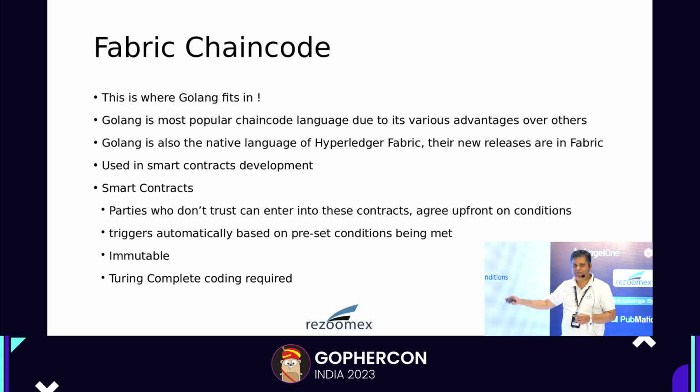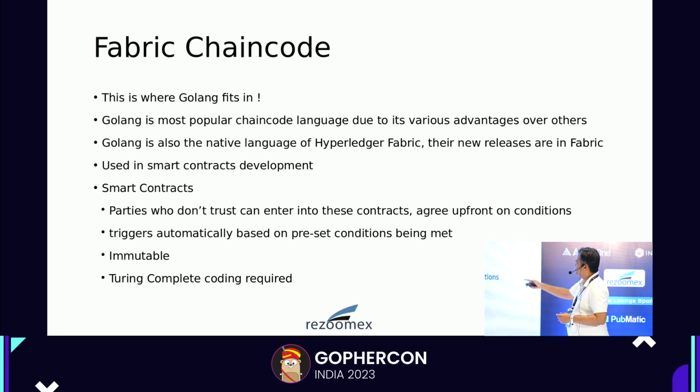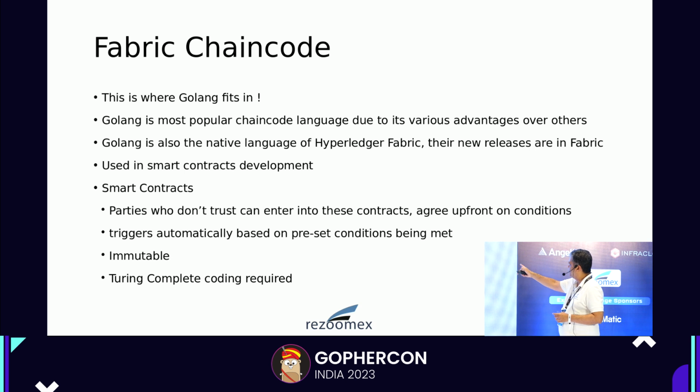So finally, this is where Golang fits in. Fabric chain code, so it's the most popular language, I said. So the smart contracts are written. So what are smart contracts? The parties who don't trust each other can enter into these contracts. They agree upfront on conditions, and when those conditions are met, the smart contract will trigger. So that's why it is immutable. You cannot dispute it once it triggers.